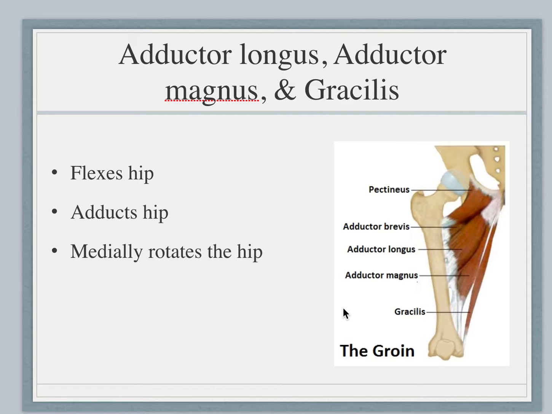Next we're going to look at a group of muscles. These are the hip adductor muscles. There are three that you have to know: the adductor longus, the adductor magnus, and the gracilis. The gracilis is the most medial of the muscles. Adductor magnus is larger. Adductor longus is next. And here's the pectineus again. All of these muscles have similar function. They all flex the hip because they're anterior to the hip, and they're all adductors of the hip. They all bring the femur in towards the midline, and they all medially rotate the hip. So they all have very similar function.